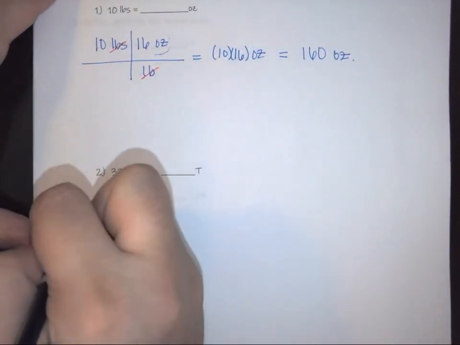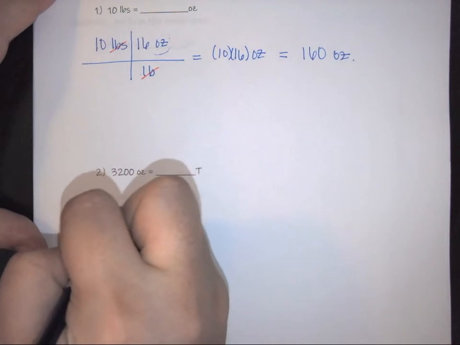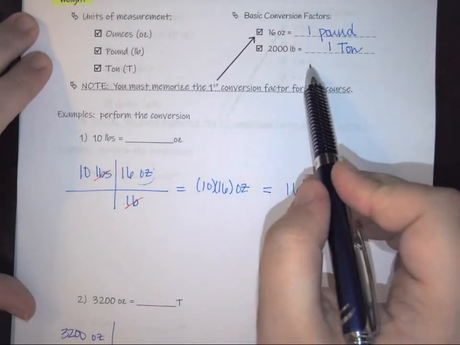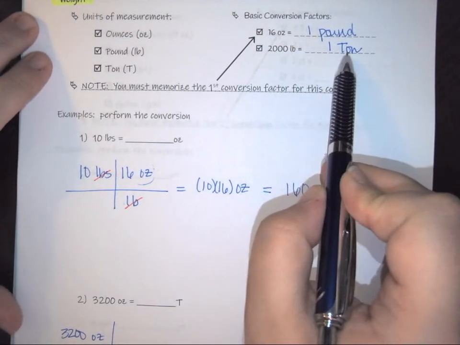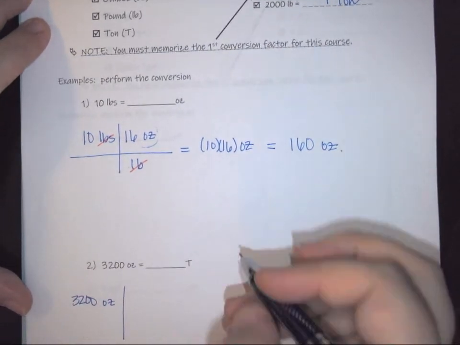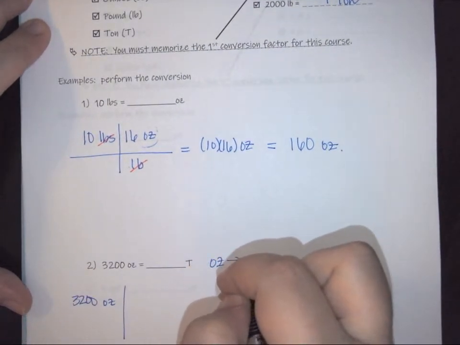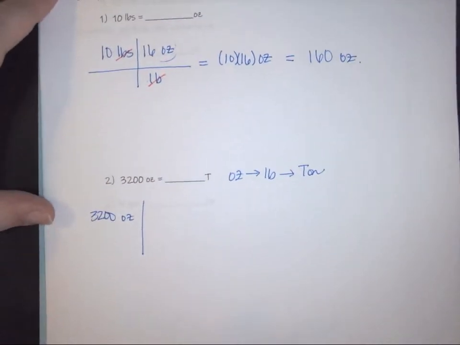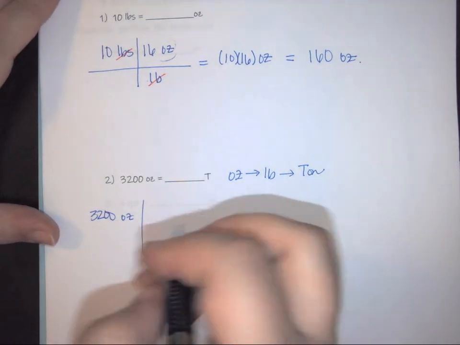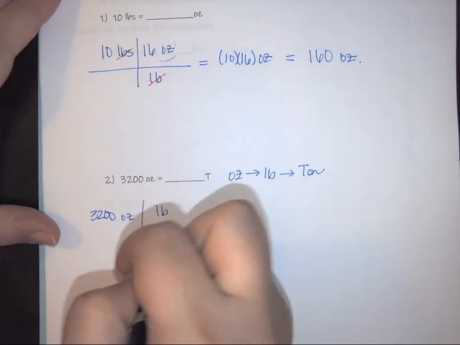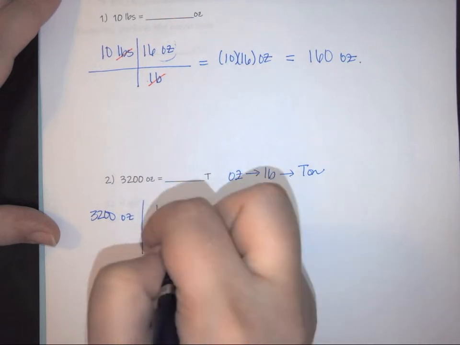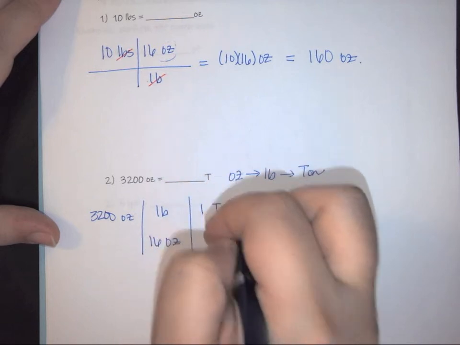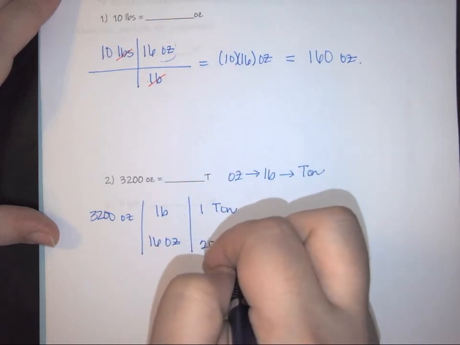Now here I have 3,200 ounces that I want to get into tons. Well, in order to get that, if you pay attention to your conversion factors, notice I have a pound conversion here. So I'm going from ounces into pounds and then into tons. So here I know that 1 pound is the same as 16 ounces. And then from there I know that 1 ton is the same as 2,000 pounds.